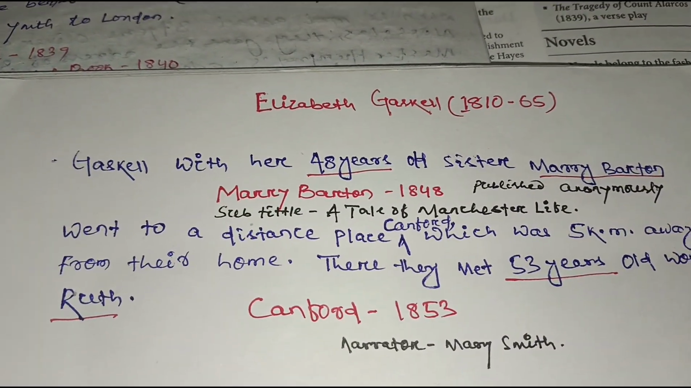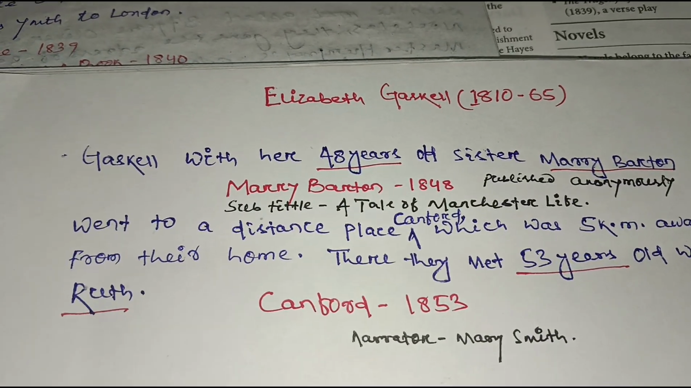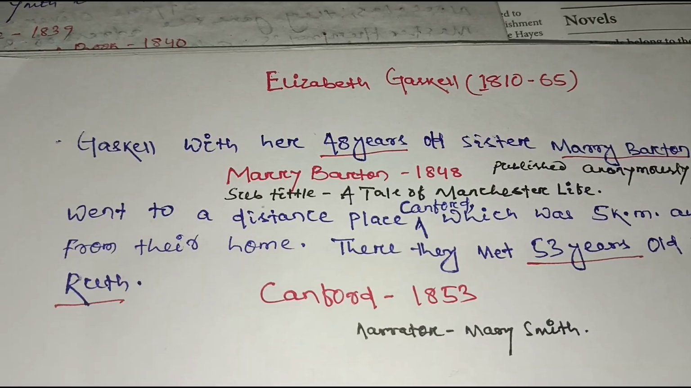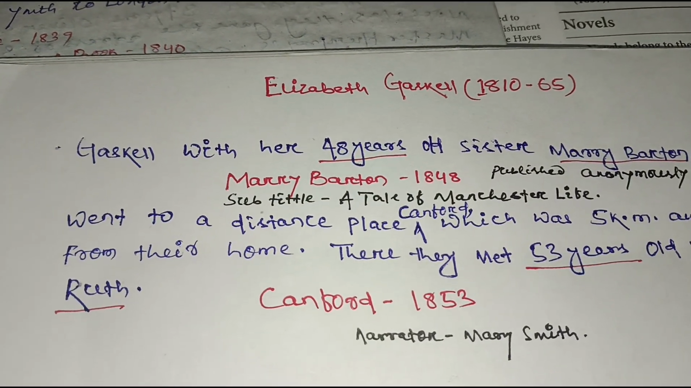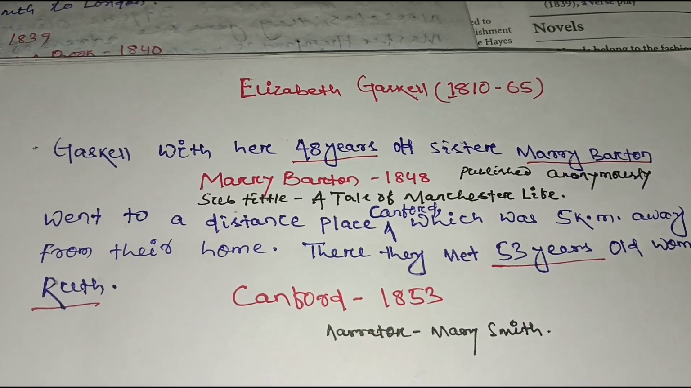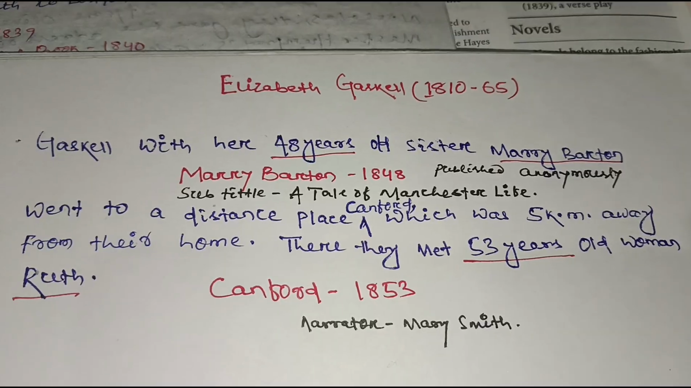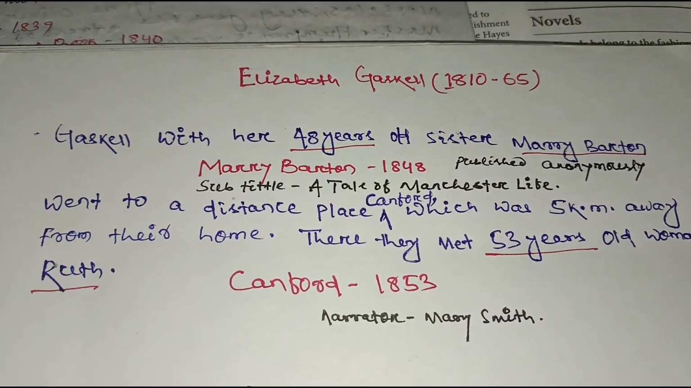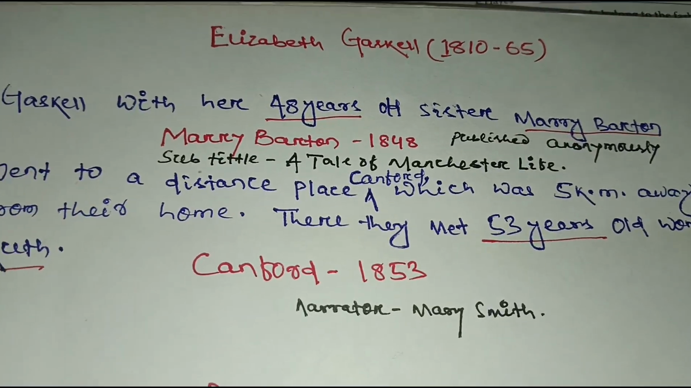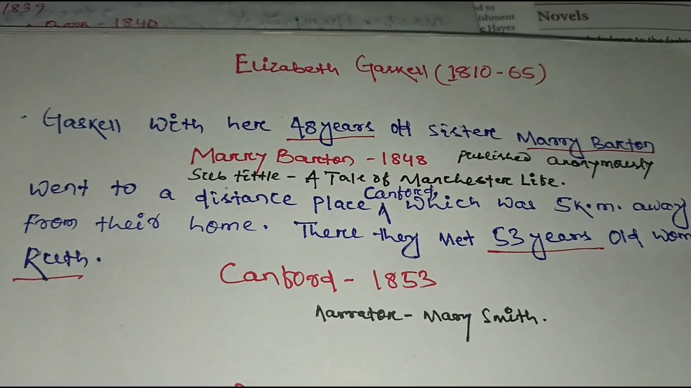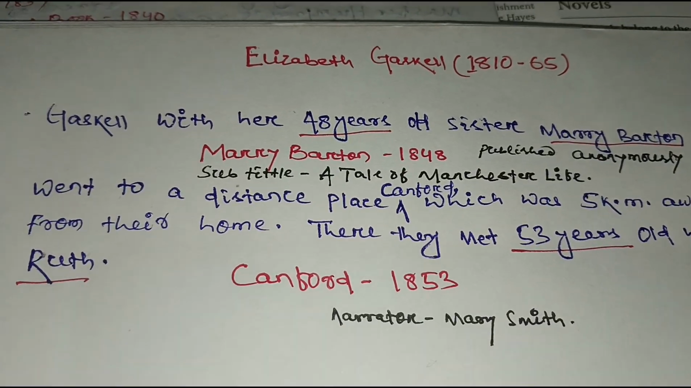Gaskell, with her 40 years old sister Mary Barton, went to a distant place. The place name is Cranford, which was 5 kilometers away from their home. There they met 53 years old woman Ruth. So here mark the numbers I have mentioned. I have underlined the numbers and the works.